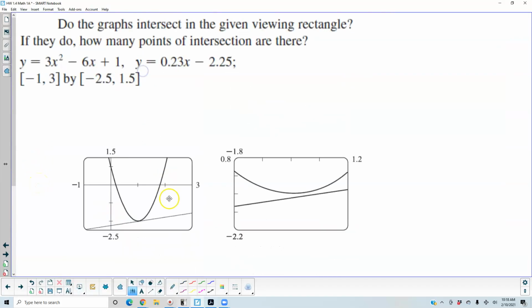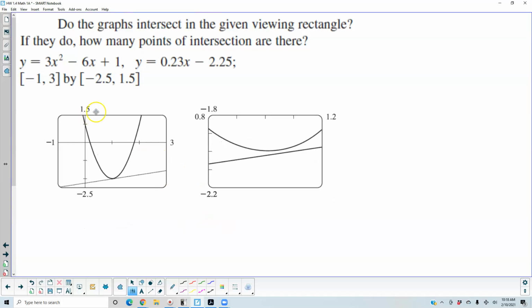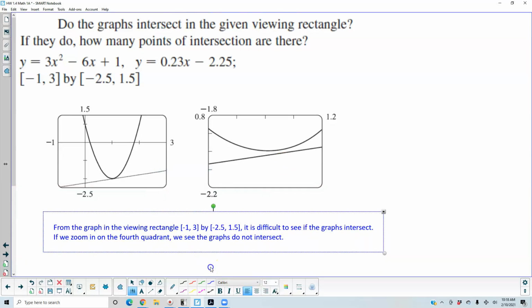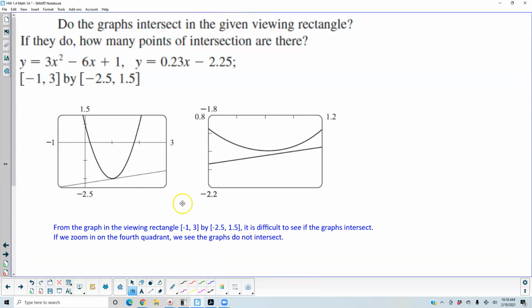So let's take a look at the graphs here. What does it show? Well, if we look at the first viewing rectangle, it looks like it's intersecting. Over here, it's not. So from the graph in the viewing rectangle for the first one, it is difficult to see if the graphs intersect. And if we zoom in on the fourth quadrant, we see that the graphs do not intersect.